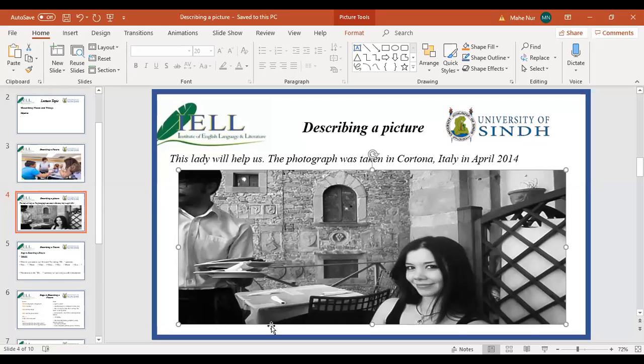Again, look at the photograph. The plates are empty. So the waiter is cleaning the table and the lady is taking a picture. Who is this? Ibad? Ahmed? Very good, Ibad. Yes, correct. He is cleaning up, okay?